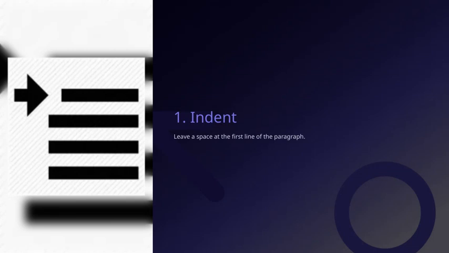Indent, leave a space at the first line of the paragraph. When formatting your documents or presentations, it's important to remember to indent the first line of a paragraph. This small detail helps to clearly separate ideas and makes your content more readable. It also adds a touch of professionalism and structure to your work. By leaving that space, you guide your audience smoothly from one point to the next, enhancing their understanding. So, always keep this in mind as a simple but effective way to improve your overall presentation style.